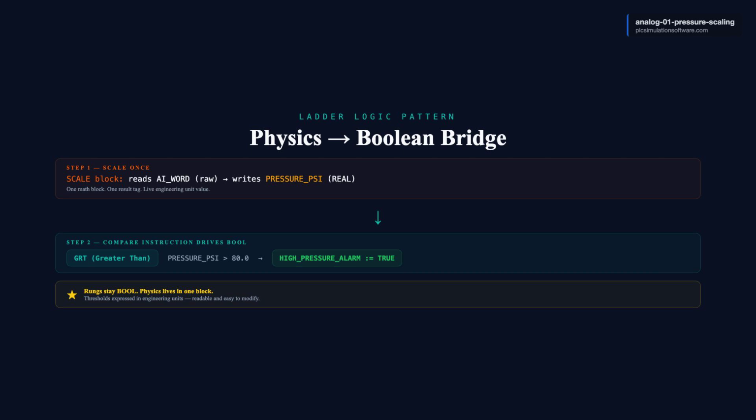A comparison instruction then drives a Boolean bit. Greater than: if pressure_PSI is greater than 80 PSI, set high_pressure_alarm to true. That alarm bit is a plain Boolean. The rungs downstream that open valves, trigger alarms, or shut down equipment all use Boolean contacts. The physics lives in one block. The rungs stay clean. This separation is important because it makes the logic readable and makes the threshold values easy to find and modify. You do not want raw count comparisons scattered through your rungs. You want the scaled value in one place and the thresholds expressed in engineering units.